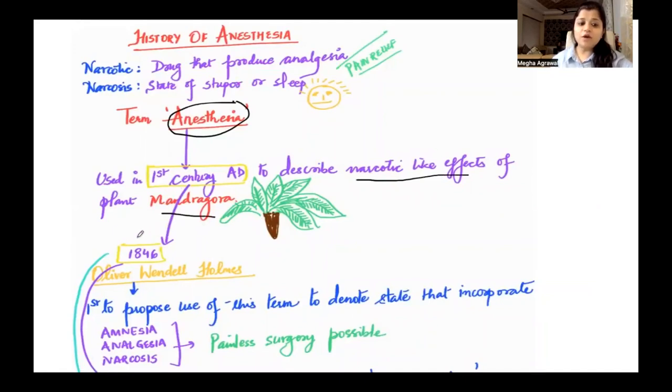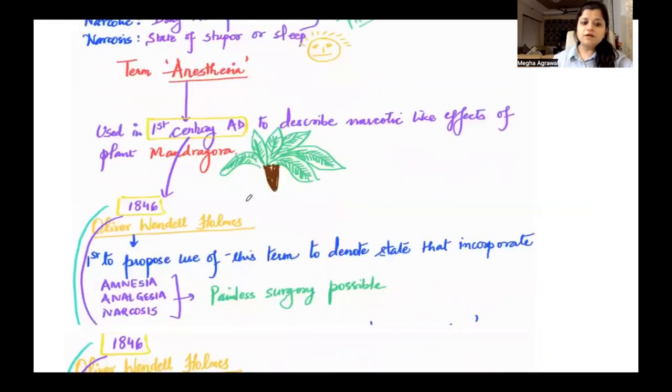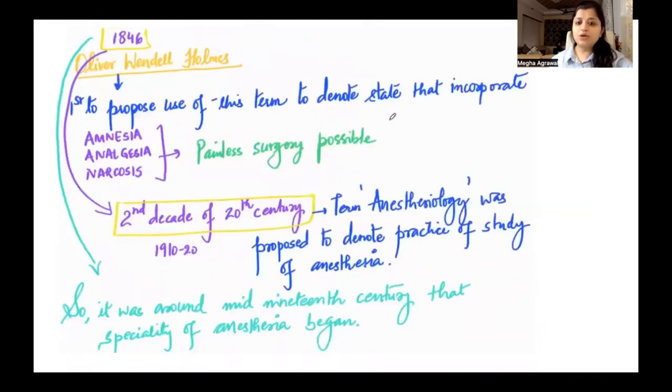Then in 1846, the scientist Oliver Wendell Holmes was the first to propose the use of this term to denote a state that incorporates amnesia. Amnesia is forgetfulness, that you don't remember what happened during your surgery. You don't remember the anxiety, the pain. It is a very important part of anesthesia because of this, you don't go through post-traumatic stress disorder. Some people who have awareness may experience that.